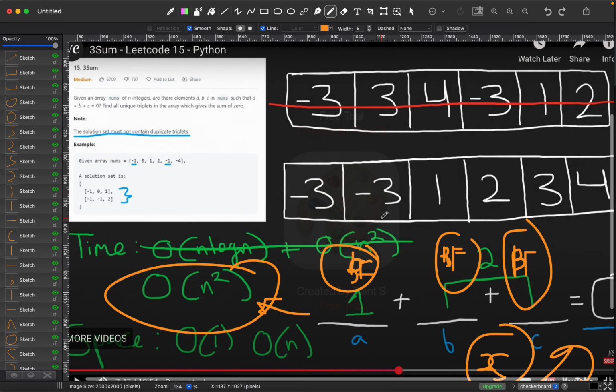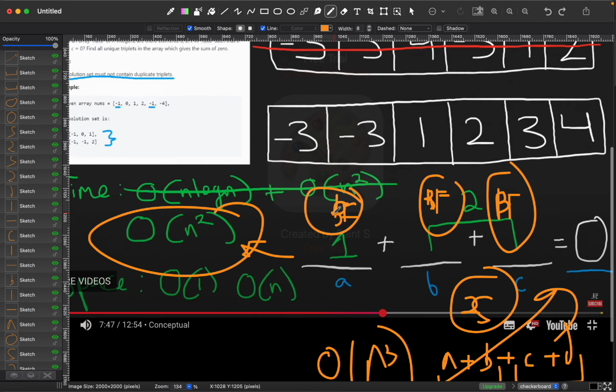I think we're talking a lot about, so this one uses brute force, and this one uses two sum. So you combine both of it, you get the answer for this.